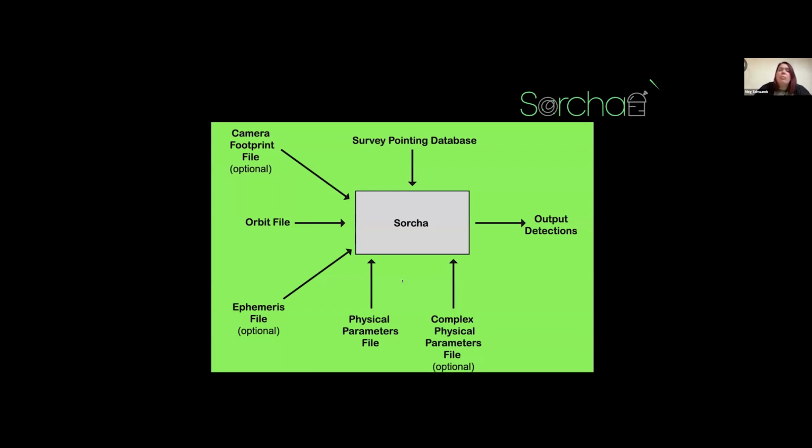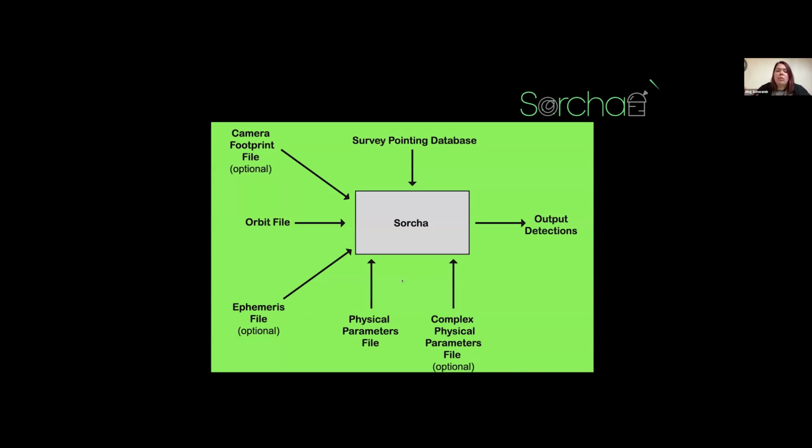The idea is that you can input a survey pointing database. Right now it's using the Rubin Sim cadence simulation database as input. The camera footprint file, we have a default one for LSST cam, but if you don't like it or you want to do something else, you can. An orbit file. You can provide your own ephemeris.